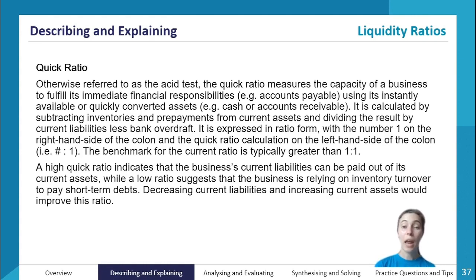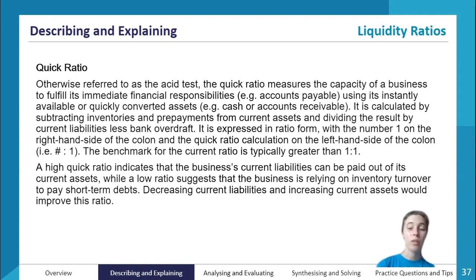Again, this is expressed in ratio form, again with that number 1. In this case, the benchmark is typically greater than 1:1. A high quick ratio is going to indicate that the business's current liabilities can be paid out of its current assets. So that's what you want. A high ratio is better.